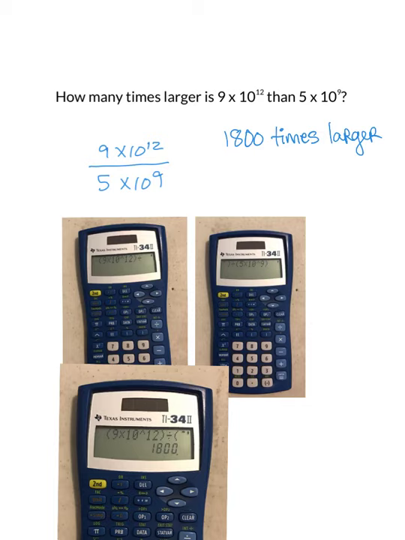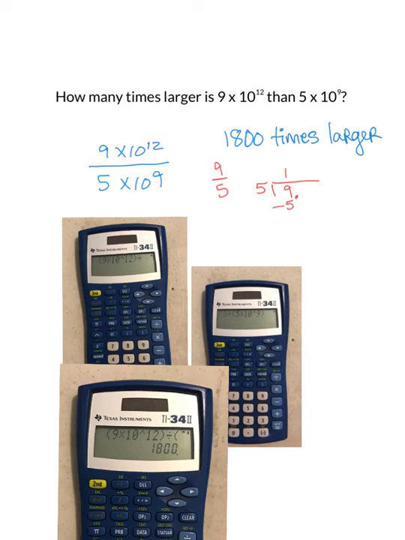Just as a reminder, we can also do it by hand. We're going to do 9 divided by 5, so remember our long division. How many times does 5 go into 9? It goes in once. Subtract it off and we get 4. We have our decimal point, so remember, add a 0 and bring it down: 40. And 8 times 5 is 40, so that divides off to 0. Then we have 10 to the 12th divided by 10 to the 9th.